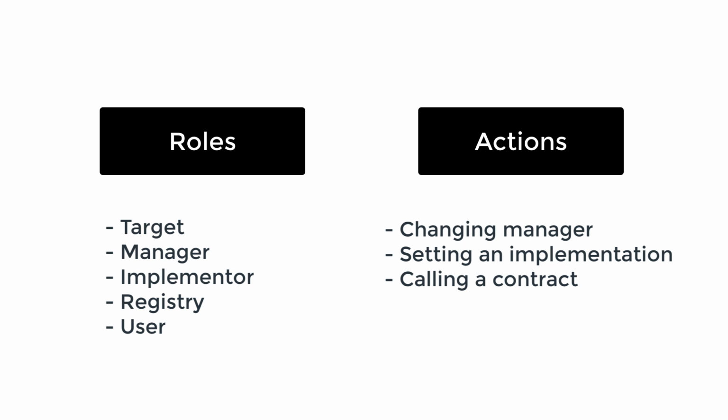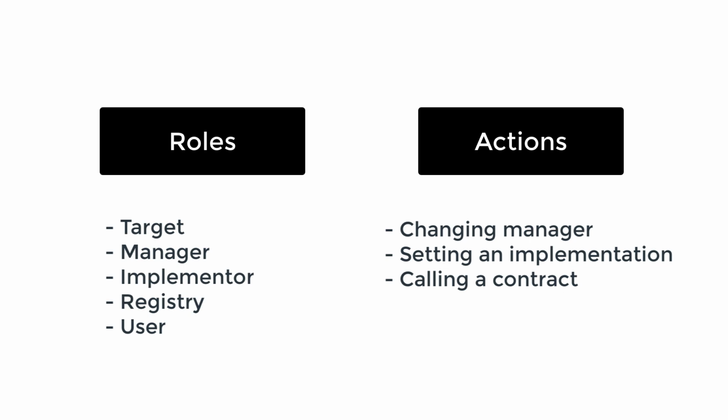Okay, so now that we know the different roles, let's see what kind of actions they can take. First, a target contract can transfer its role of manager to another address, and this manager will be able to set the implementer address of a specific interface for a target contract. And finally, a user contract can query the registry to know the implementer address for a specific interface for a specific target contract. So this is a high level description of how the system works.